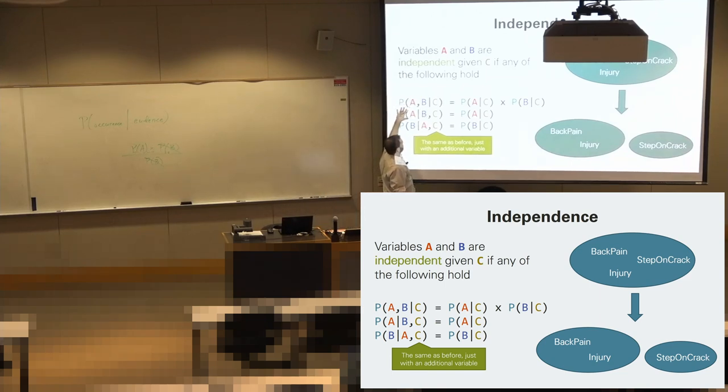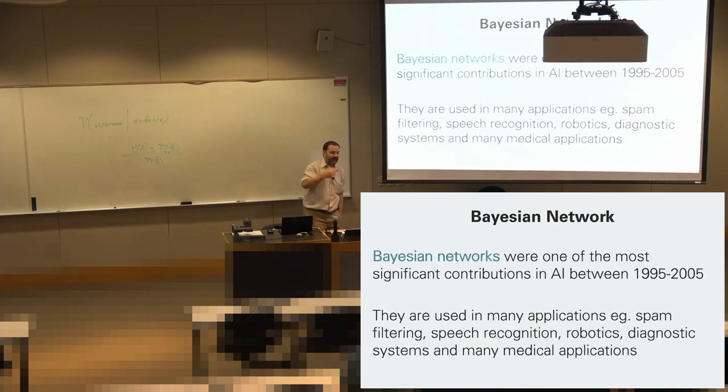But if this is going to be independent because A and B don't influence each other, I'm reducing the number of lookups I have to do. I'm reducing the number of calculations I have to do. I'm condensing. I'm making my algorithm more efficient. And that's where we introduce the thing known as the Bayesian network.